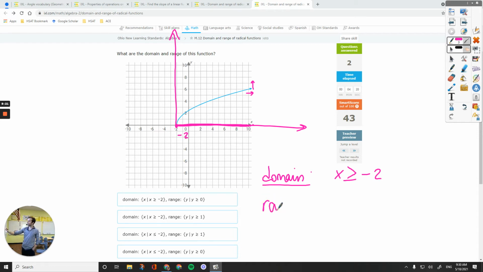For the range, I'm just focusing on the y values, up and down movement. Now, let's just clear this up for now. Okay, so now we are focusing on up and down movement. There's a point. It's not going to go any further down from that point, but it'll go up forever because of this arrow indicating going up and right. So I have no problem with big numbers. There's a limitation with the smaller numbers.